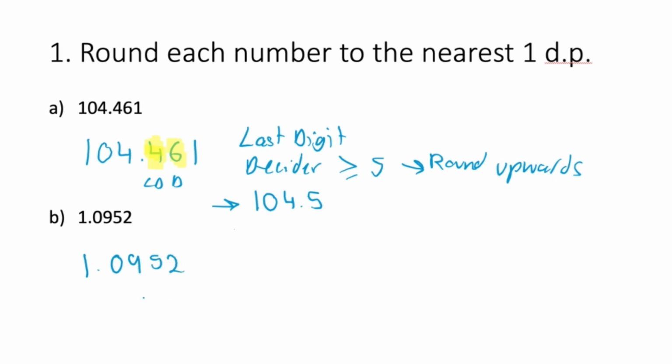1b, you have 1.0952. Round this to the nearest first decimal place. So again, the last digit would be 0, and the decider would be 9 on the second decimal place. In this case, the decider is greater or equal to 5, so we round the last digit upwards. So then the answer would be 1.1.